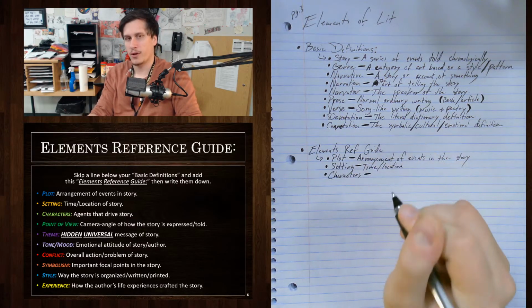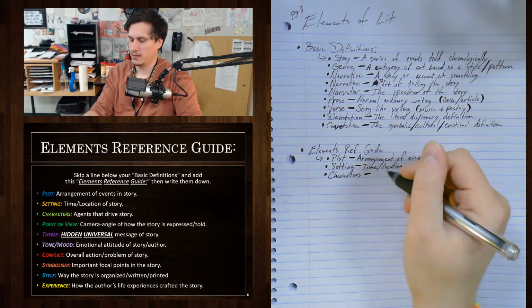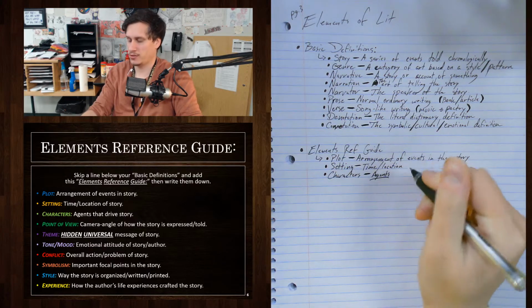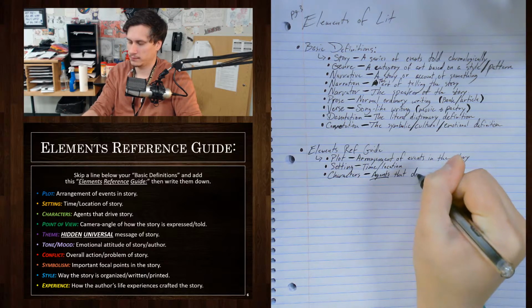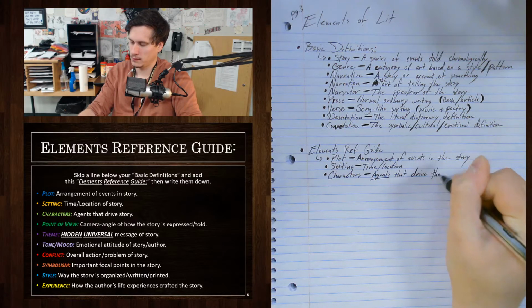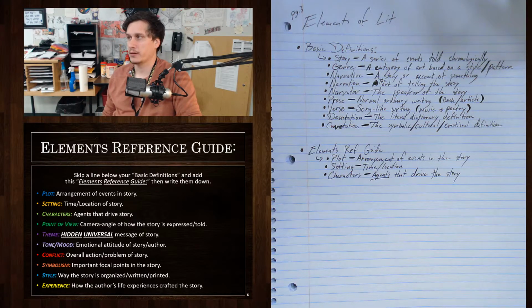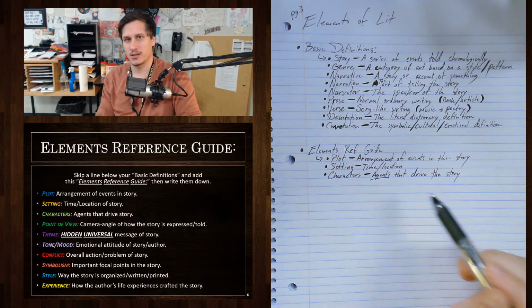And for characters, I want you specifically to write this down. They are the agents. That word in particular is really important. They are the agents that drive the story. The reason why I use that word is because there are some people out there that are like, oh yeah, it's the people that drive the story. No. You know, sometimes you're going to watch a movie like Zootopia or Finding Nemo or WALL-E or iRobot. You know, you're going to have characters that are not humans. So to call them people would be inaccurate. What you want to say is they are the agents that drive the story.